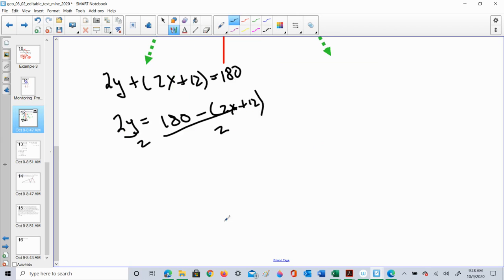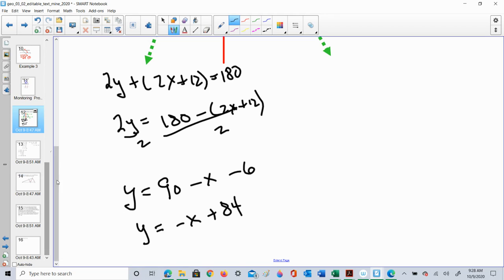So what do I get? y equals 90, and I'm going to distribute that negative sign, minus x minus 6. y equals negative x plus 84. Right?